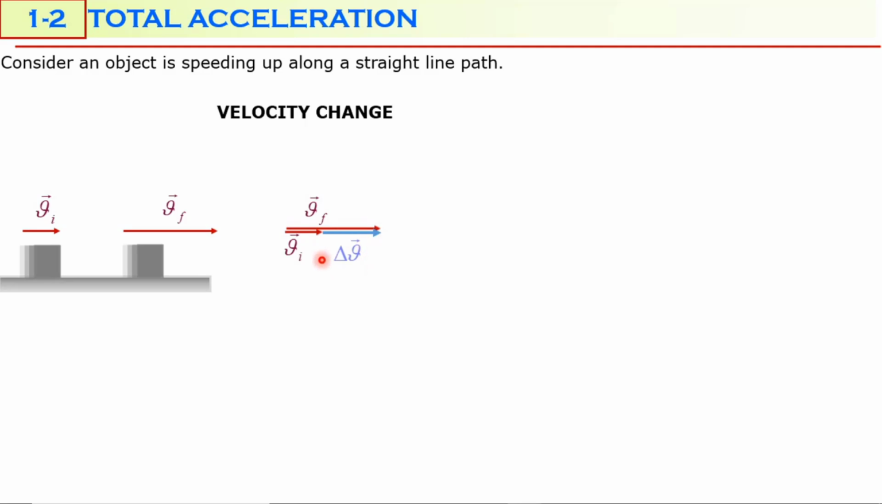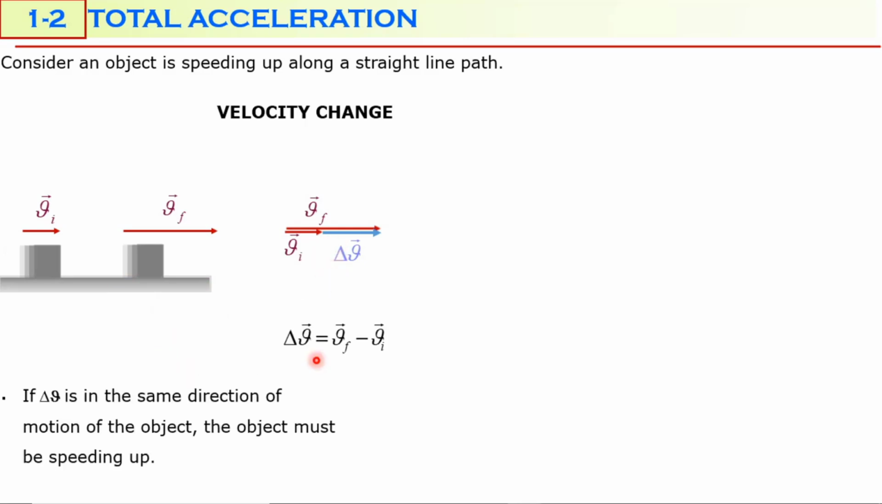If you look at delta V here, you will see that the direction of delta V and the direction of the motion of the object are the same. This object is speeding up. So you can say that if delta V is in the same direction as the motion, the object must be speeding up.